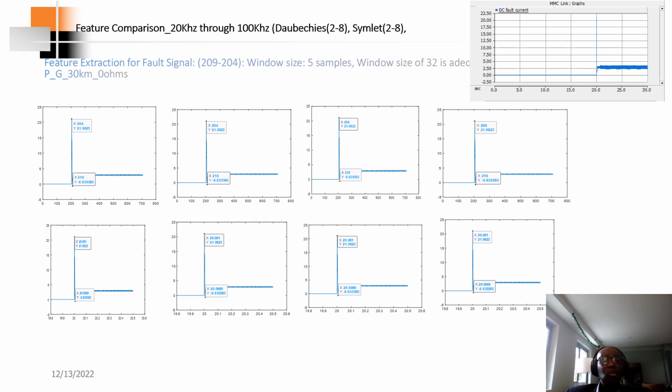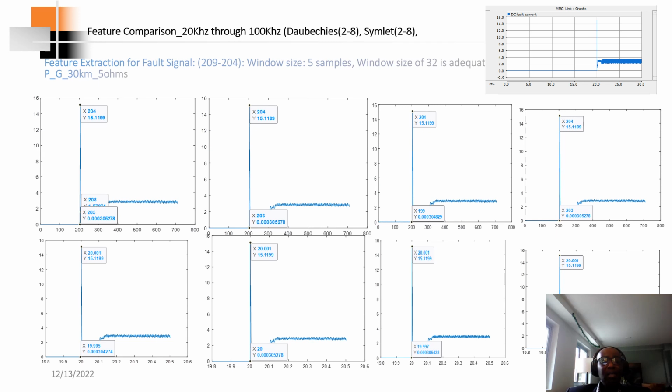Similarly, for pole-to-ground fault at 30 kilometers, that is the original PSCAD DC fault signal that was generated, and this is the extraction from MATLAB. As you can see over here, exact replica match. Then next is pole-to-ground fault with 30 kilometers at 5 ohms fault resistance. Same thing: this is the original DC fault signal from PSCAD, and this is the extraction from MATLAB discrete wavelet transform using Daubechies.